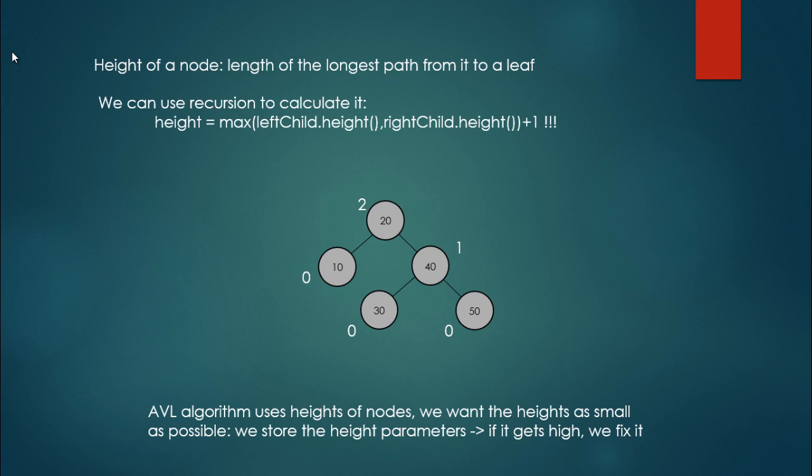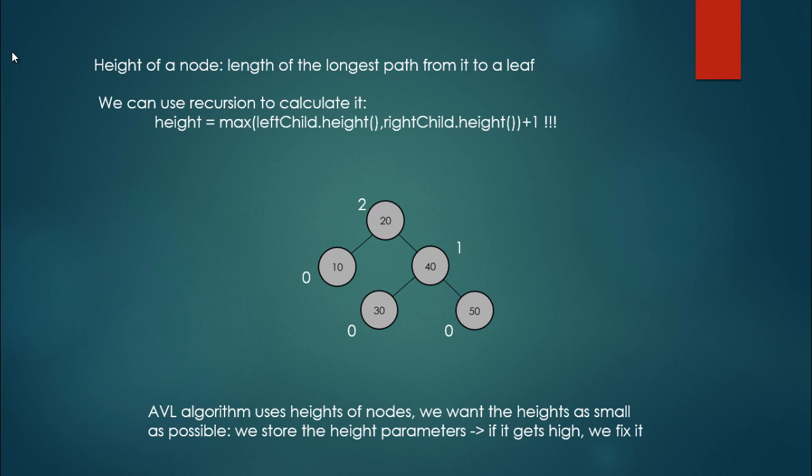And we keep running this algorithm recursively for all of the nodes. Because 10 is a leaf node, we assign 0 to its height. The root node has a left child, 10, which has height 0, and a right child, 40, which has height 1. We calculate the maximum of these two numbers, and 1 is greater than 0, and we increment it by 1, and it will be 2. So the height of the root node is 2.